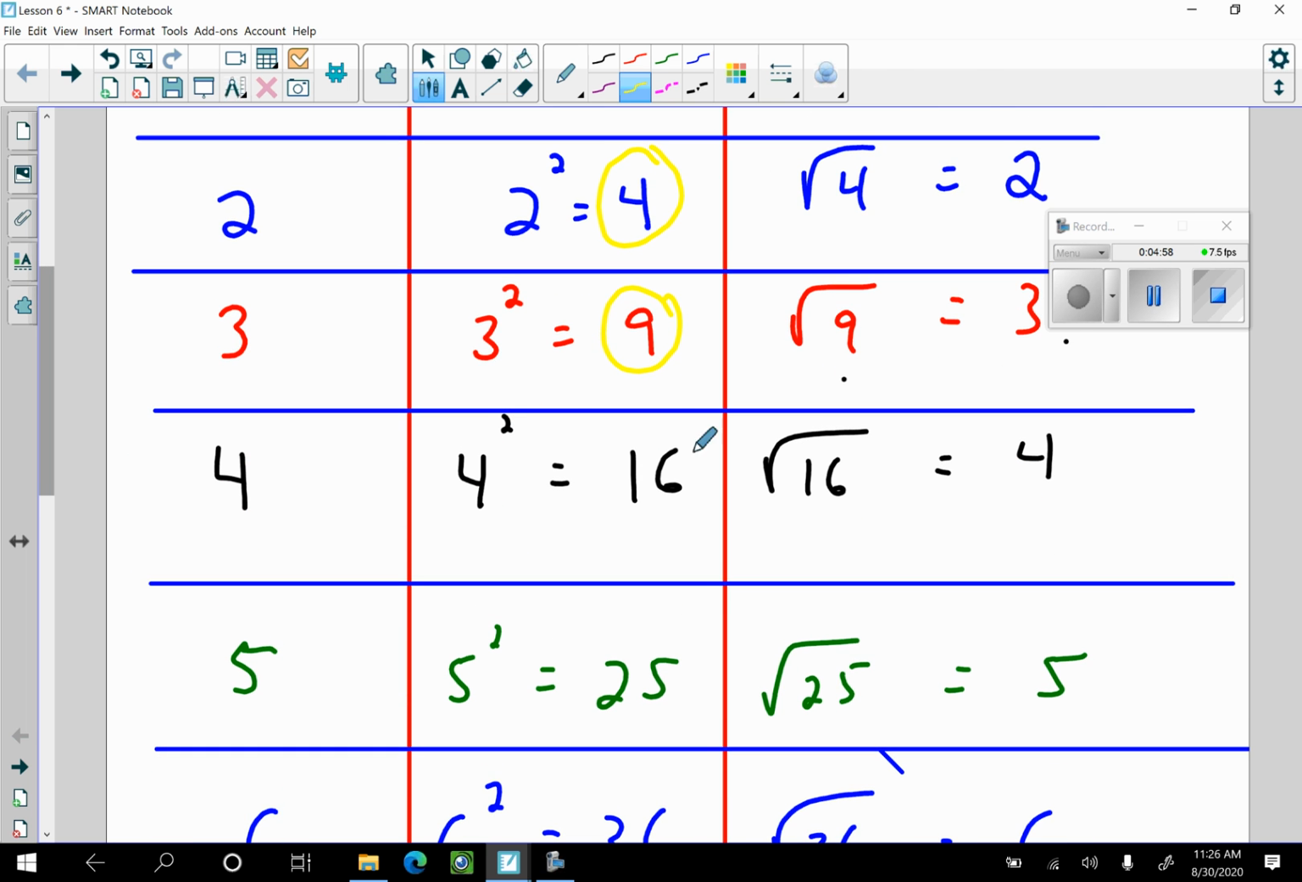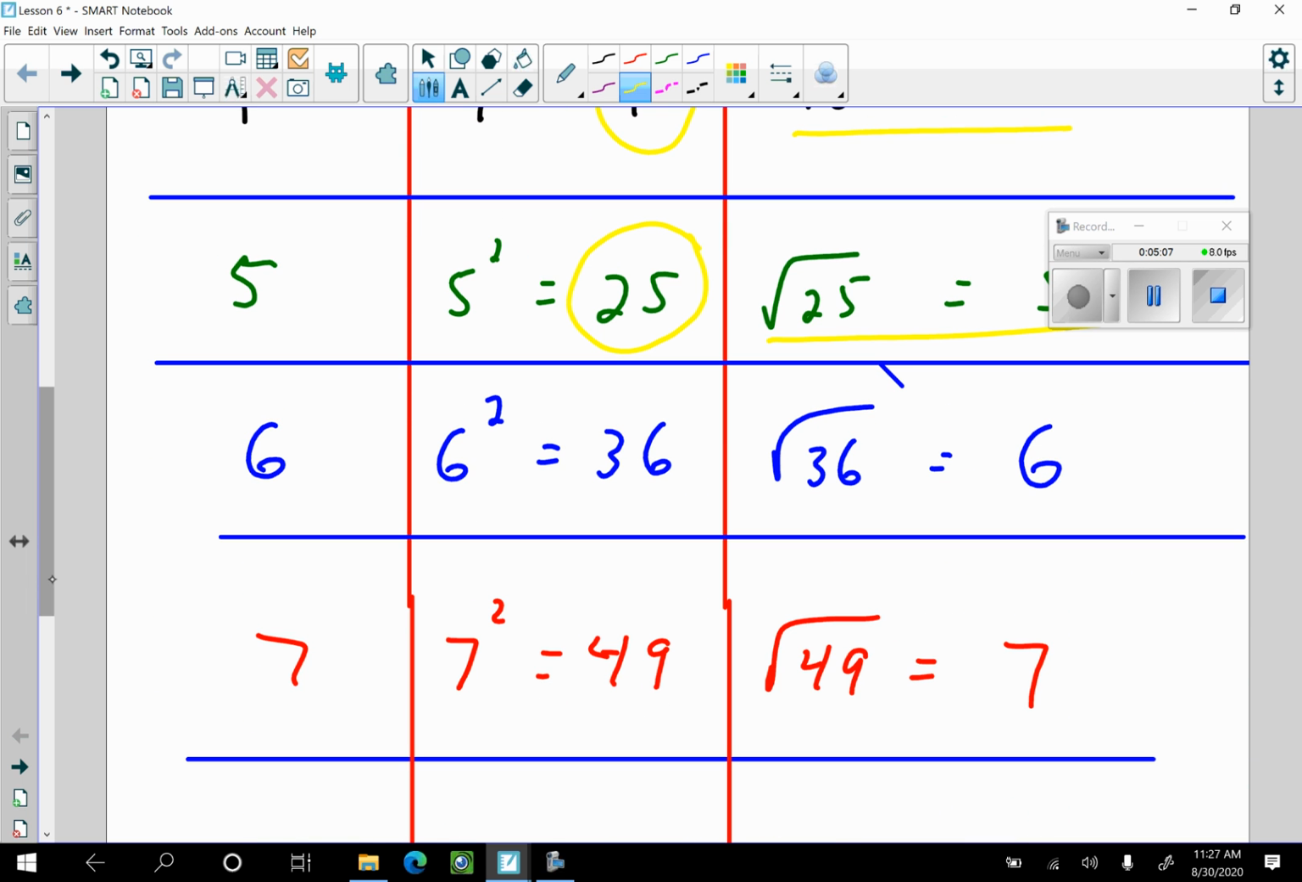4 squared is 16, square root of 16 is 4. 5 squared is 25, square root of 25 is 5. These are our perfect squares. 6 squared is 36, square root of 36 is 6. 7 squared is 49, square root of 49 is 7. So these are our perfect square numbers.